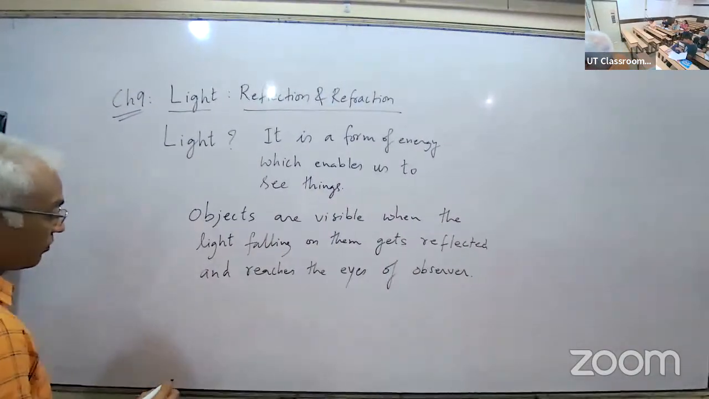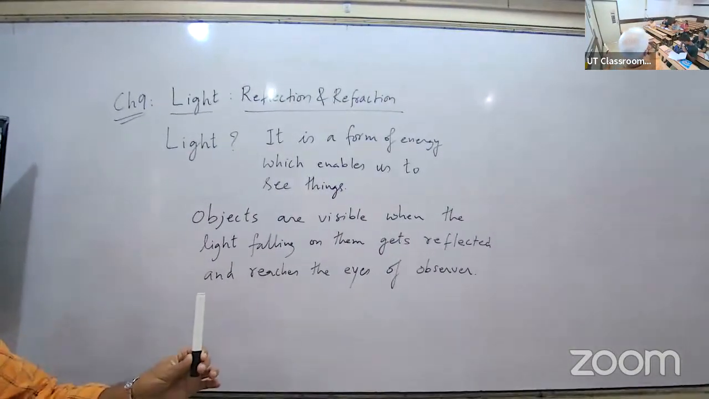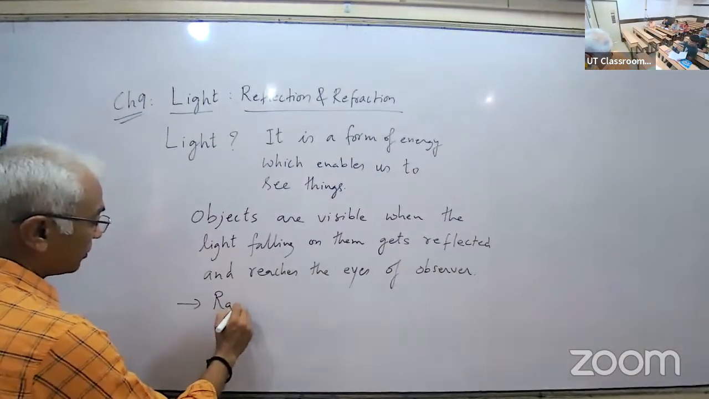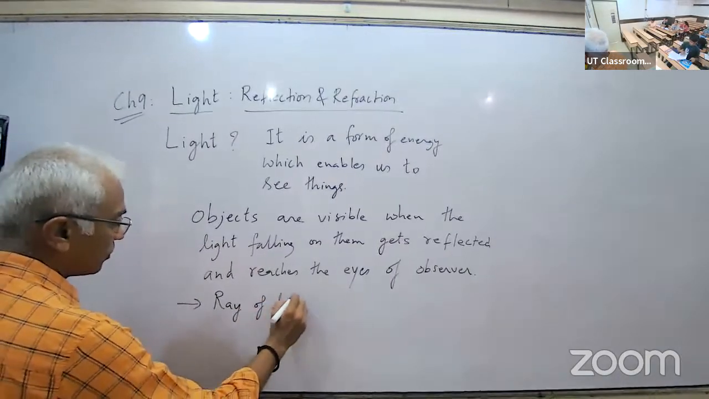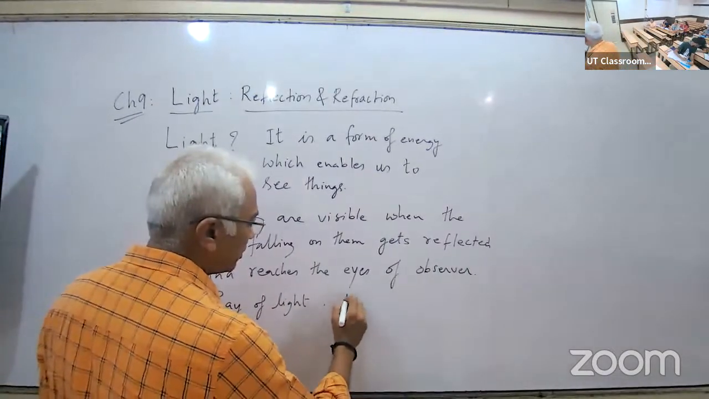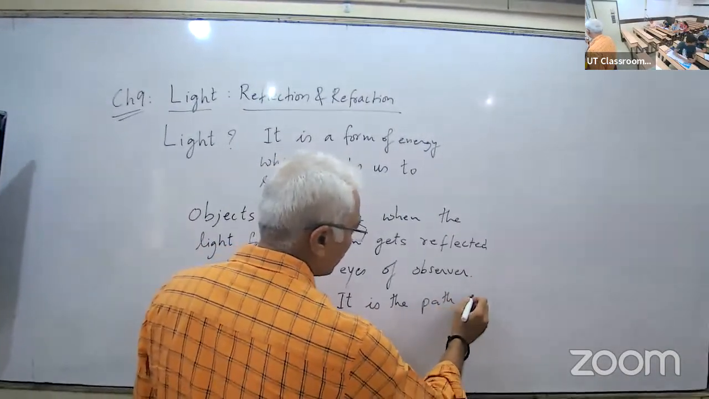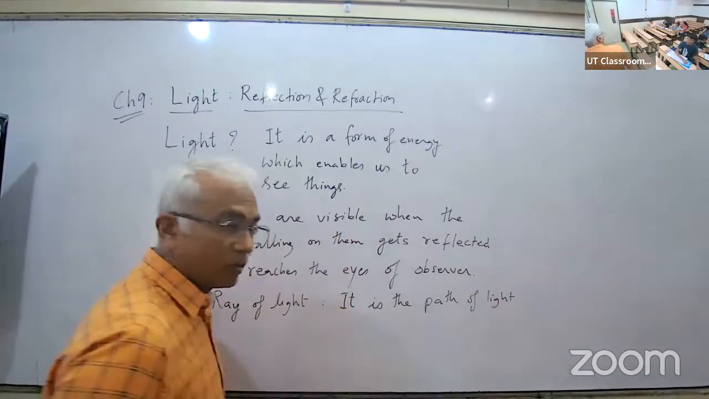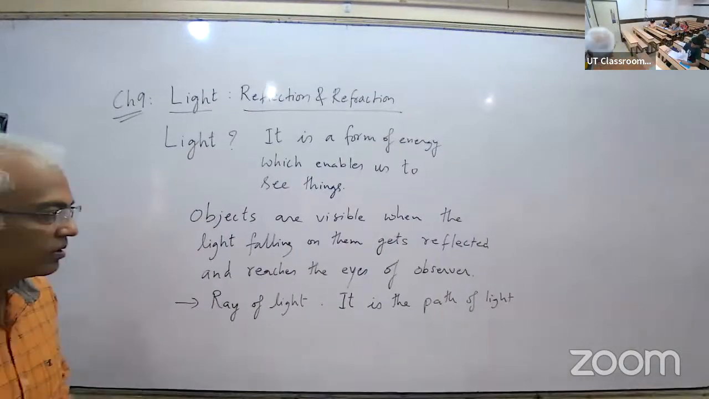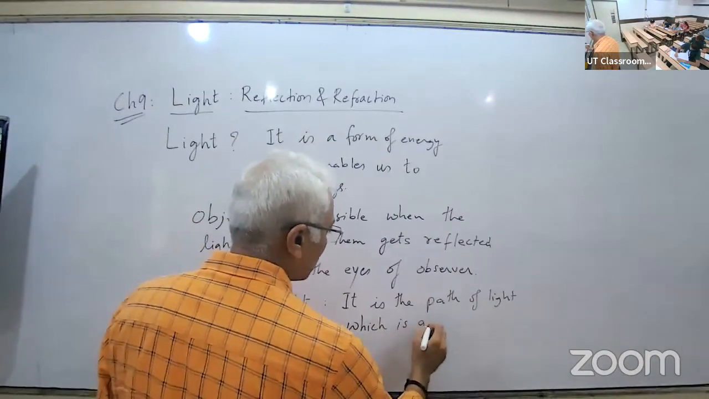So that means light is traveling from the source to the object and from the object to the observer, right? So then there is a concept of a ray of light. What is a ray of light? It is the path of light. When the light is traveling, it is traveling in a straight line.